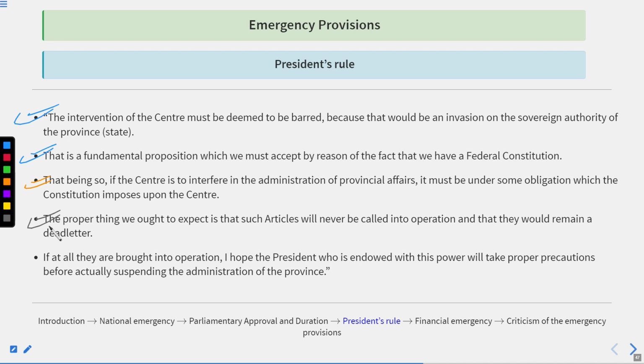The proper thing we ought to expect is that such articles will never be called into operation and that they would remain a dead letter. If at all they are brought into operation, I hope the president who is endowed with this power will take proper precautions before actually suspending the administration of the province.